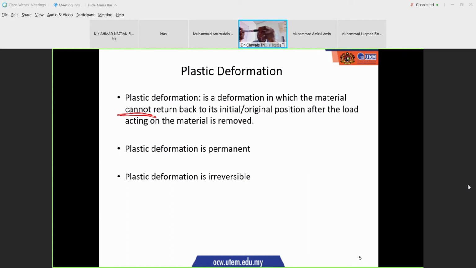So on this, now there's a permanent deformation. Anytime you come to my office, you see this permanent deformation here, it cannot be removed. So plastic deformation is permanent. There's going to be a permanent dent on this. And it's irreversible because you cannot take this back to original position. So plastic deformation is permanent and is irreversible. And like I said, for plastic deformation, the material cannot return back to original position after the load is removed.